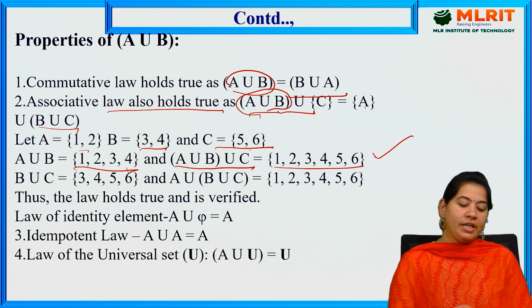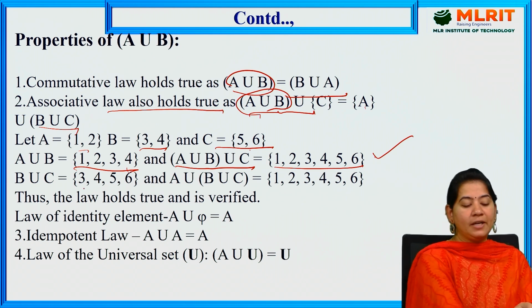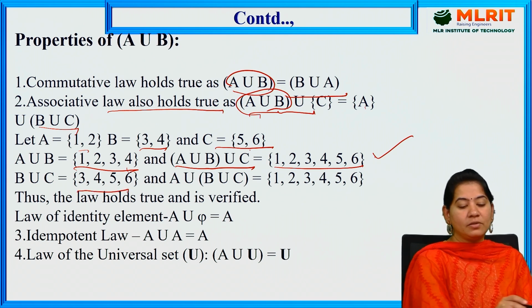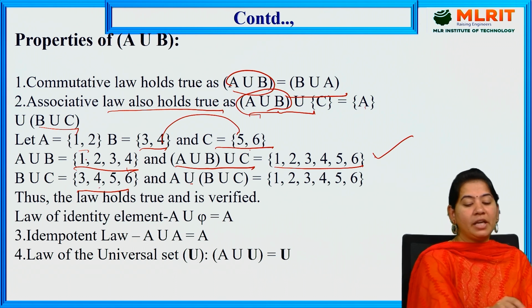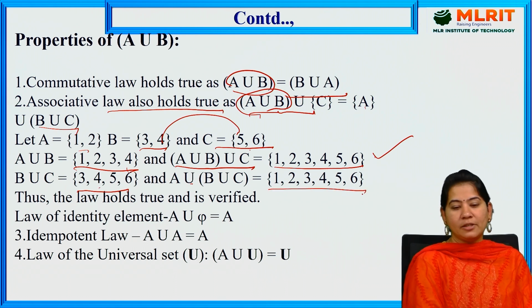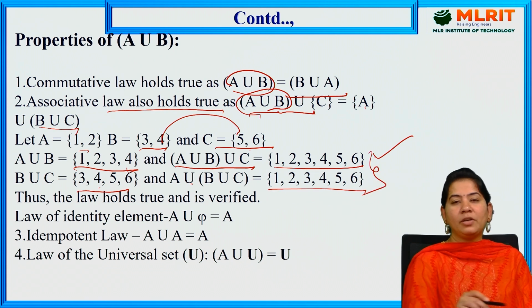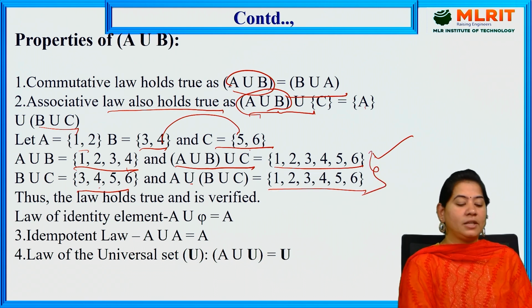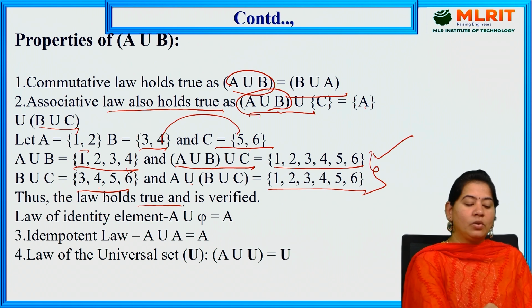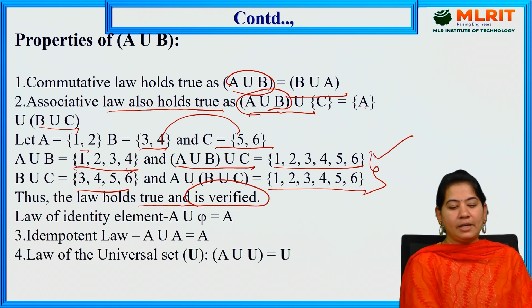In the same way, if you write B union C, you will get 3, 4, 5, 6. So you are applying union for B and C, and altogether you will get 3, 4, 5, 6. And now you will apply union for A. Again you will get 1, 2, 3, 4, 5, 6. Means if we observe here, both are equal only. A union B union C or A union B union C. So it holds true and it is also verified.